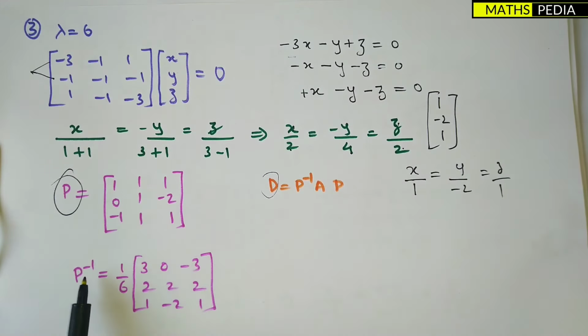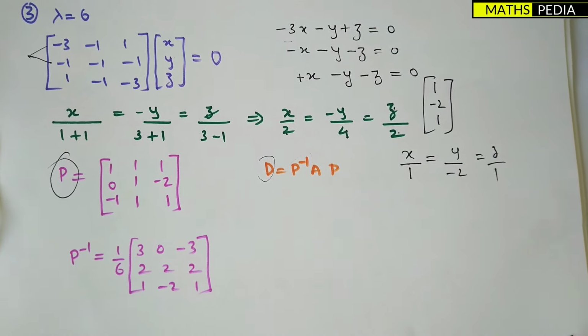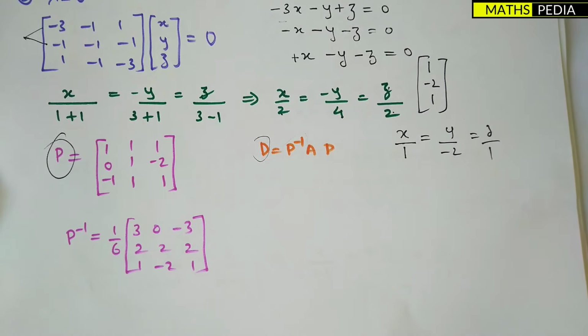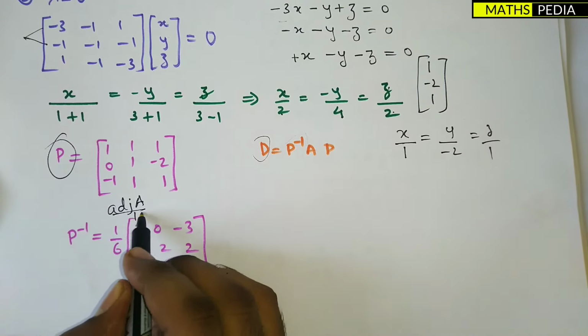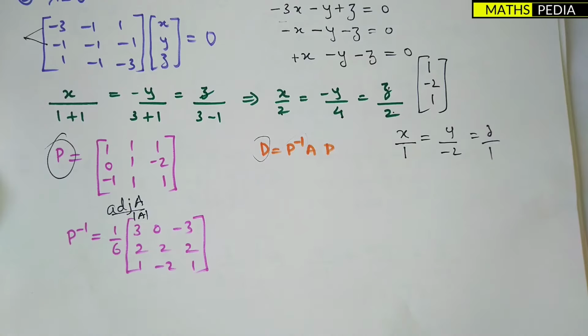Now P inverse you have to find, because P inverse we need. You can use the calculator also, as I have shown you in 2 cross 2 also, how to find the inverse using the calculator, or otherwise the Rollman method, adjoint A by determinant A. Simple thing. So we have found out the P inverse.